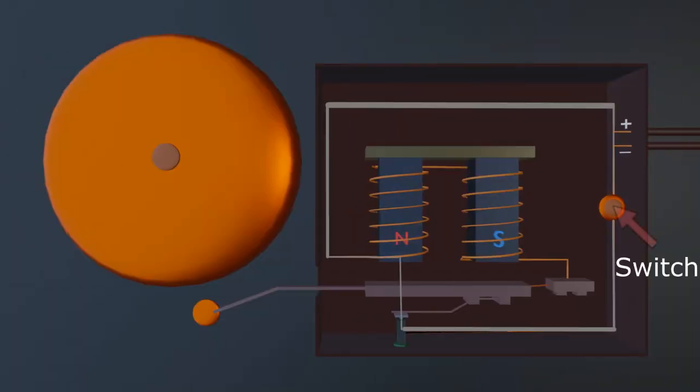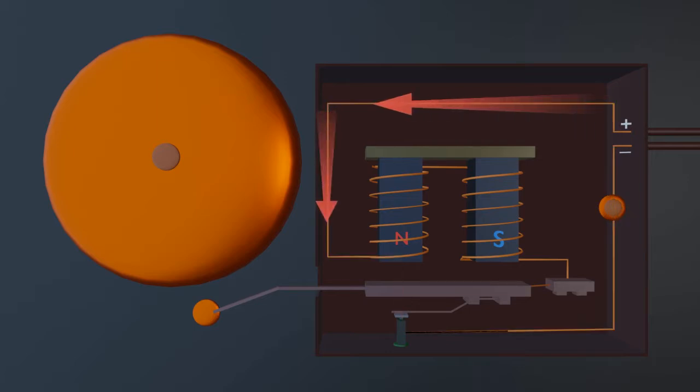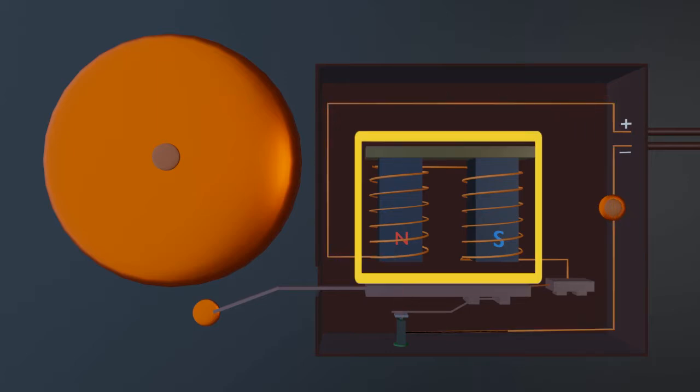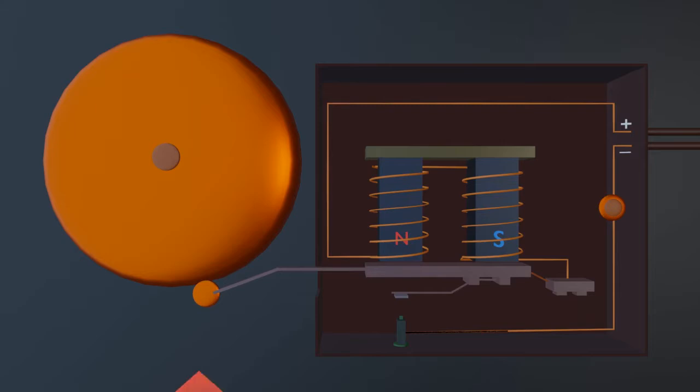When the switch is pressed, the circuit loop is complete, which causes the current to flow through the circuit. This powers the electromagnet. The electromagnet generates a magnetic field that attracts the armature towards it, causing the hammer to strike the gong. This is the moment you hear the ringing sound, since the hammer hits the gong.